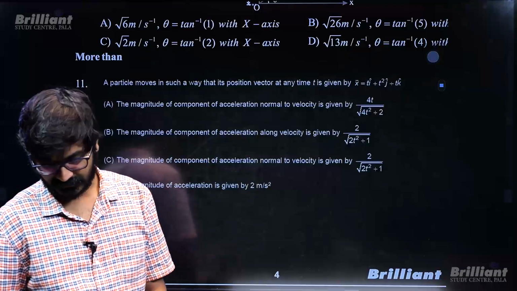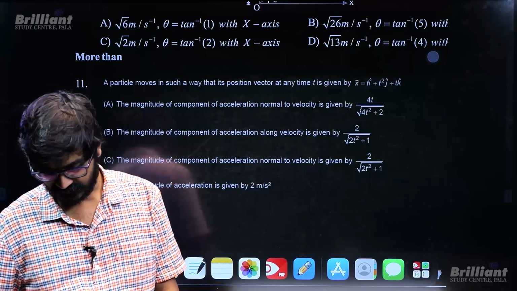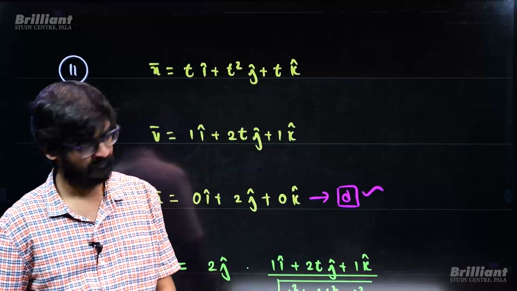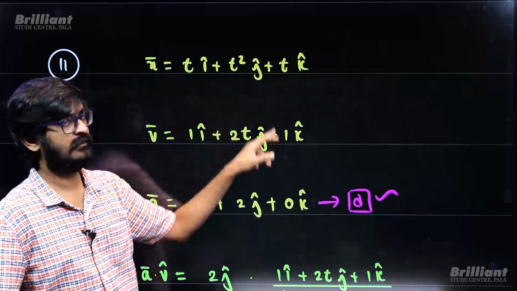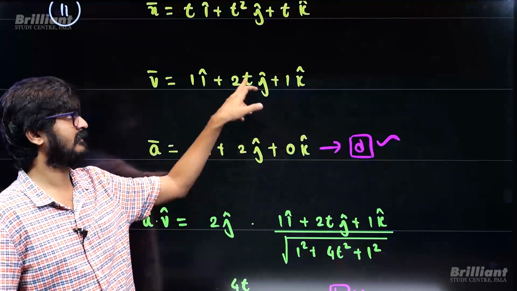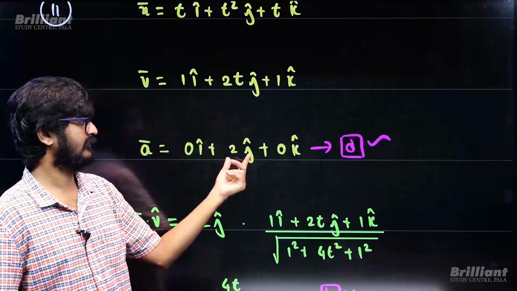Position vector is given. They are asking what is the acceleration, what is the tangential acceleration, what is the normal acceleration. Position vector is given. If you want to find velocity, differentiate this. If you want to get acceleration, differentiate this. Differentiation of constant is 0. Differentiation of t is 1. 2 into 1 is 2. So acceleration we got, magnitude is 2.